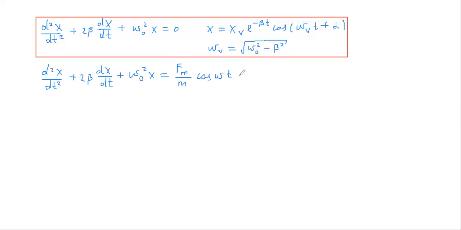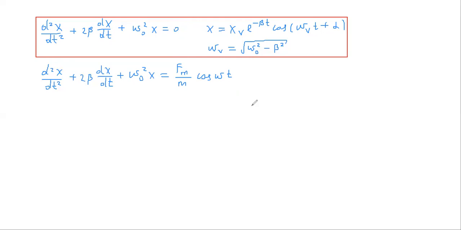And you can see what is the difference between a differential equation of free damped oscillations and a differential equation of small forced oscillations. Here, the right part of the equation is 0. And here, we have fm cosine omega t divided by m. So this is the difference. The right part of the equation is not equal to 0.